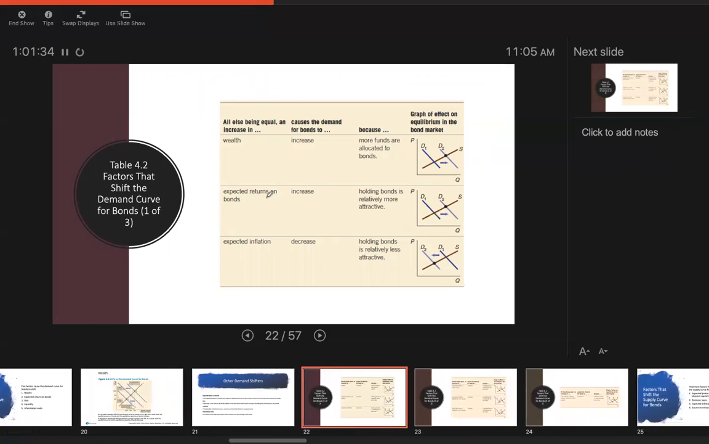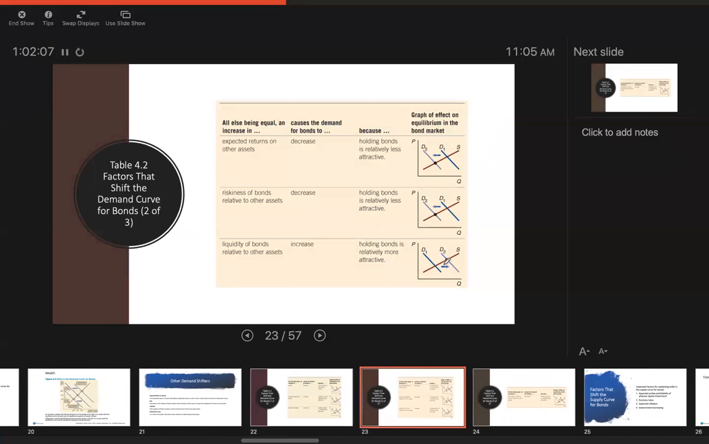Right, so if the expected returns on bonds increase, then the demand for bonds goes up and then the bond price will go up. If there is an increase in expected inflation, right, if what you expect inflation to be in the future goes up, then the real return that you get on this bond is much lower. And consequently, the demand for these bonds falls. So that's represented by a leftward shift in the demand curve, which means that the market will go into equilibrium at a lower price level.